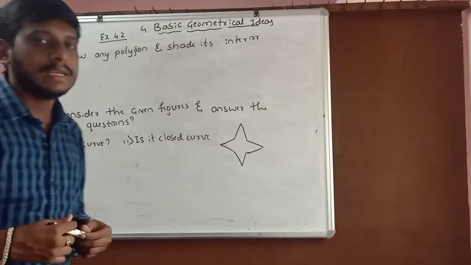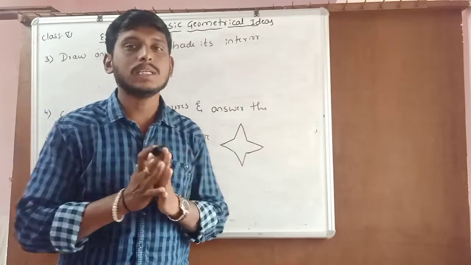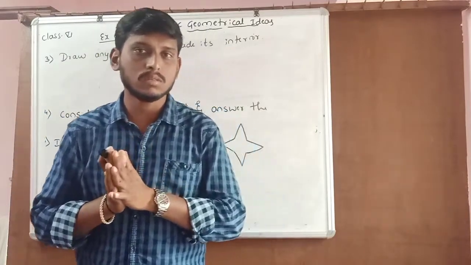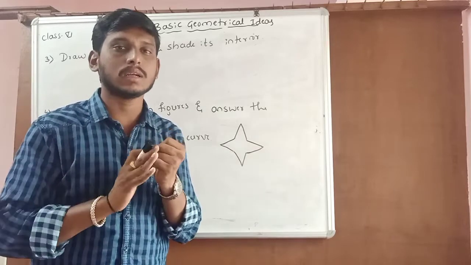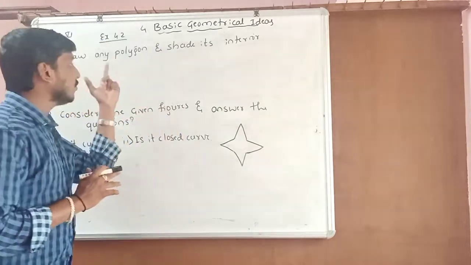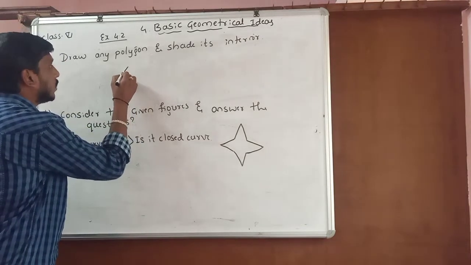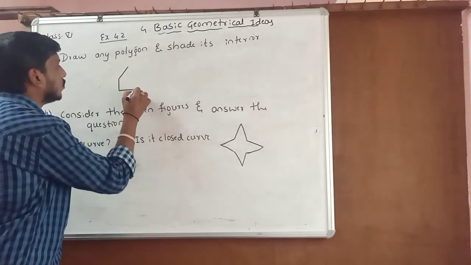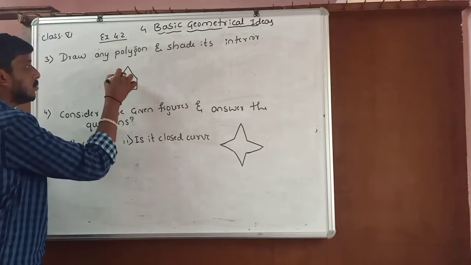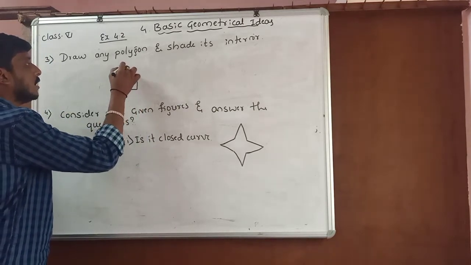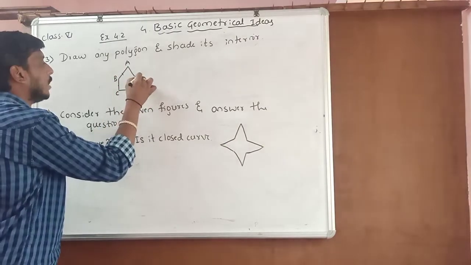Okay students, the next question is, third one: draw any polygon and shade its interior. Already we discussed so many types of polygons like triangle, quadrilateral, pentagon, hexagon, heptagon, octagon. So draw any one of the polygons. I will take this one. What type of polygon is it? How many line segments? 1, 2, 3, 4, 5. So it has five line segments, so it is said to be a pentagon.